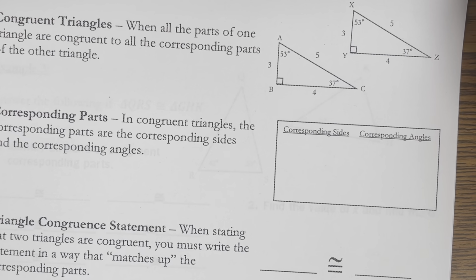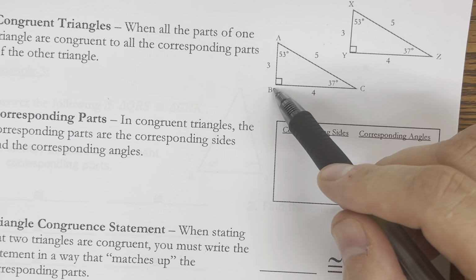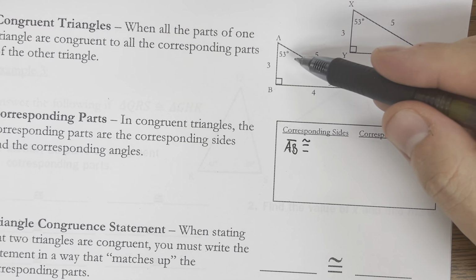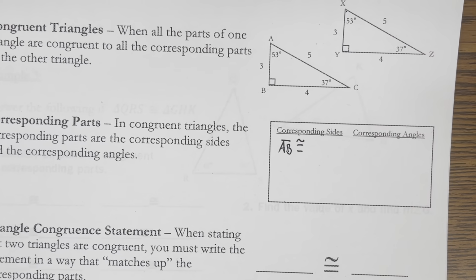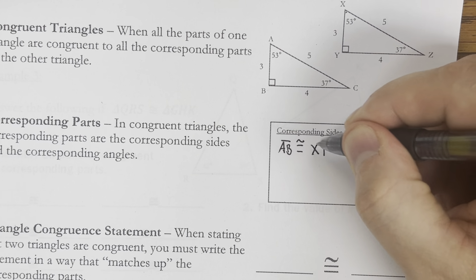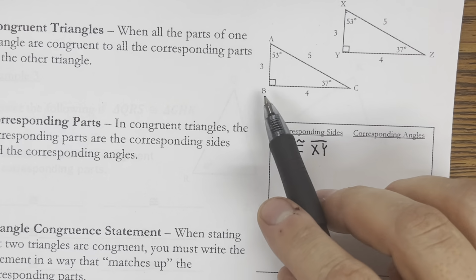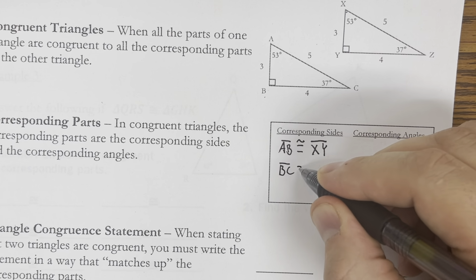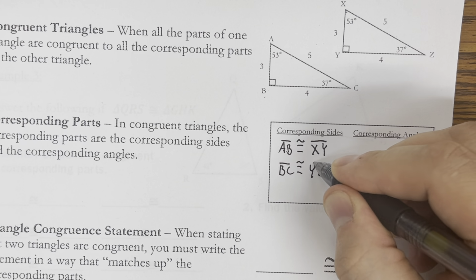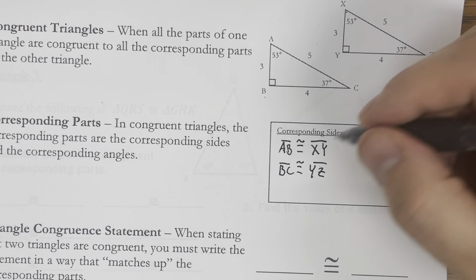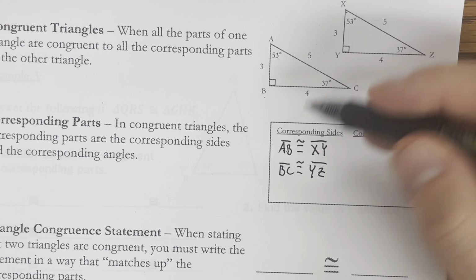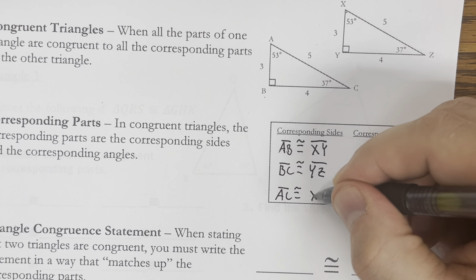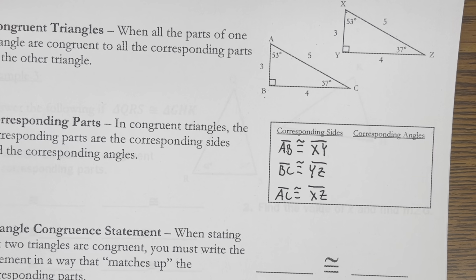The first thing we're going to do is list out all the corresponding sides. When I look at side AB, AB is 3. So AB is congruent and corresponds with XY because those are both 3 units. So that's one pair of corresponding sides. BC is 4, YZ is 4. Notice I'm putting segment signs above because we're using a congruent sign. And lastly, side AC is congruent to side XZ. So those are the corresponding sides.